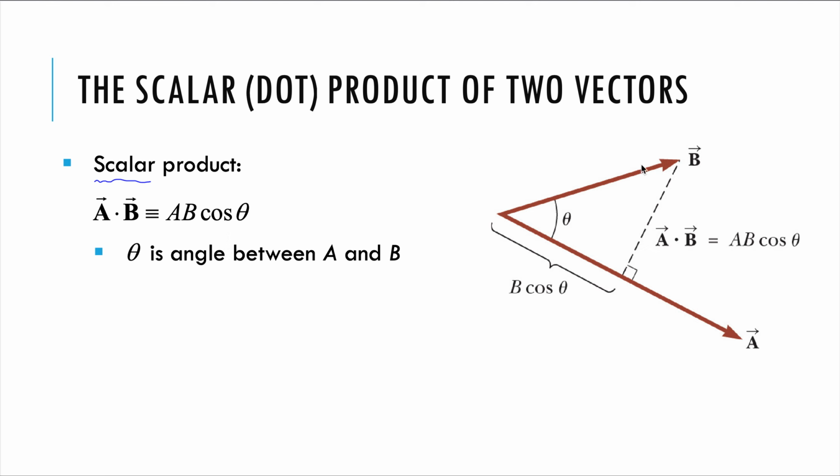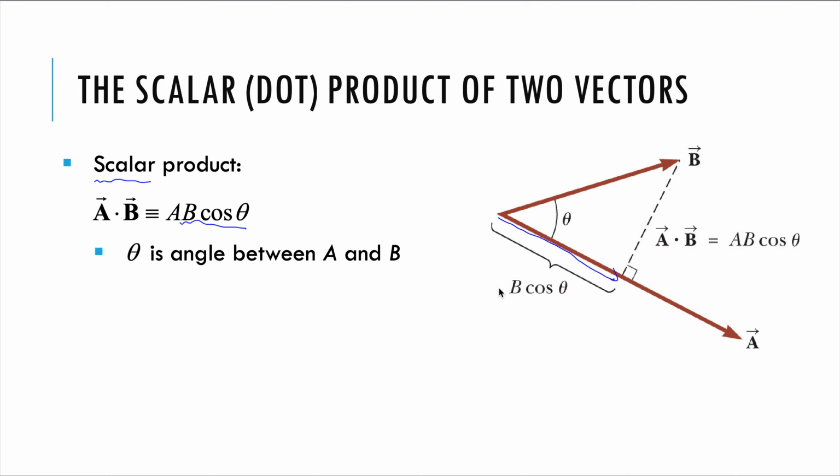If you look at this picture here that has a vector A and a vector B, you'll notice that theta is the angle between them, and you'll notice that B cosine theta is the projection of B along A. Right, the part of B that is in the same direction as A. So you're basically multiplying the projection of B onto A times A.